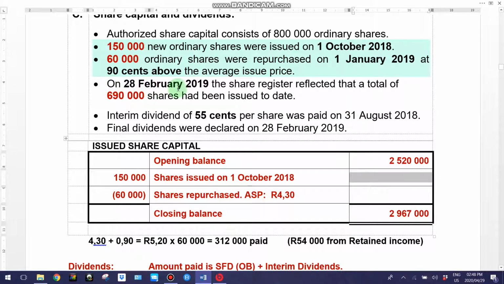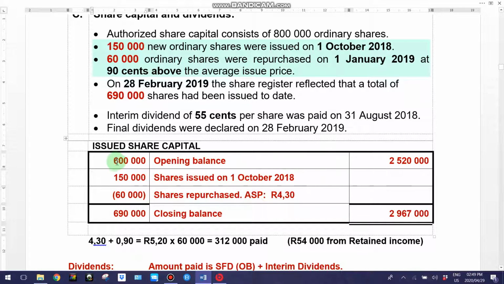On the 28th of February, the share register reflects a total of 690,000 shares, so I can slot that in there. So now, working backwards, I can clearly see what my number of shares was at the beginning of the year. So can you see my exam technique that I'm employing here now? I am putting in the information that I know, and then I work backwards to find out the information that I don't know.